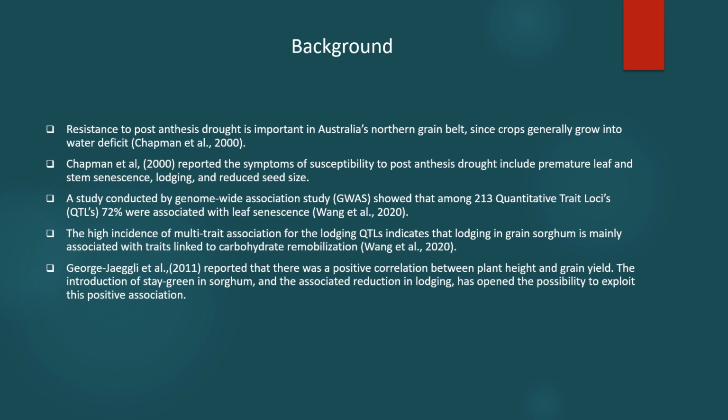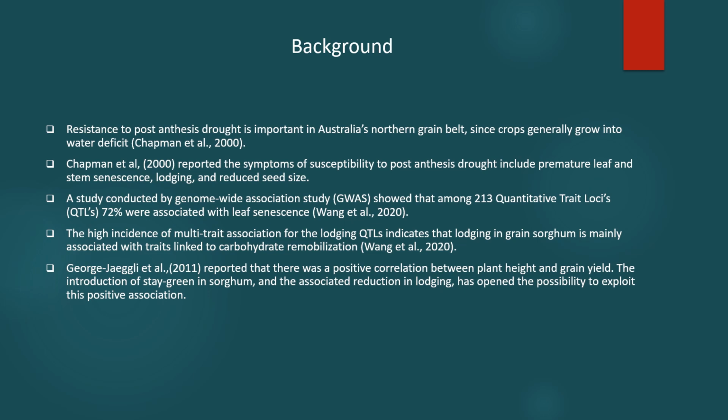For the background information, resistance to post-flowering drought is important in Australia's northern grain belt since crops generally grow into water deficit. Symptoms of susceptibility to post-flowering drought include premature leaf and stem senescence, lodging, and reduced seed size. Cheman et al. reported a high frequency of water limitations in Australia's sorghum growing environments. A Genome-Wide Association study detected 213 quantitative trait loci, the majority of which showed a significant association with leaf senescence. The high incidence of multi-trait association for the lodging quantitative trait loci indicates that lodging in grain sorghum is mainly associated with traits linked to carbohydrate remobilization.